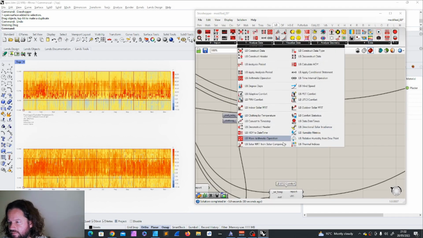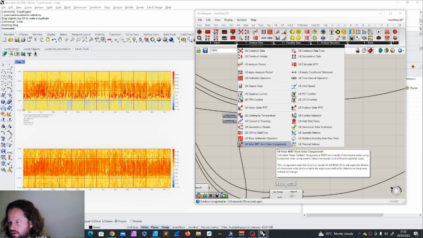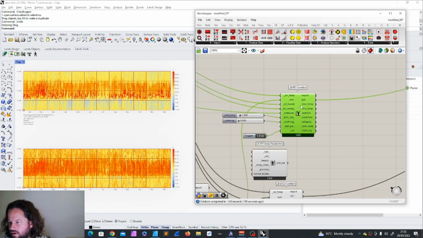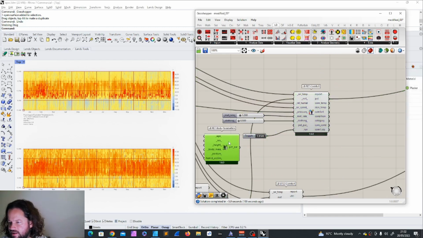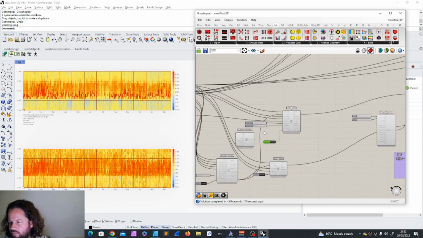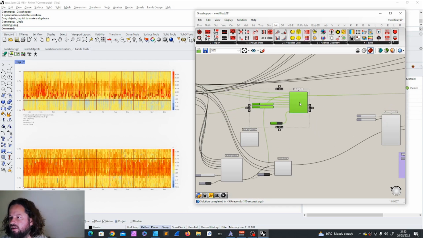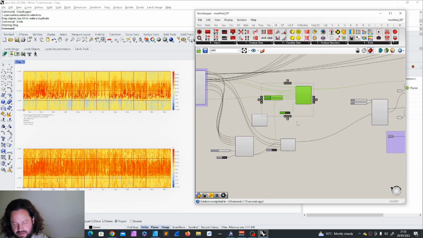Oh, we're already here. Where can we find this? The Ladybug PET body parameters. Oh yes, that's what I need. This is exactly what I need. So we can compare male and female and age. So okay, let's do this.